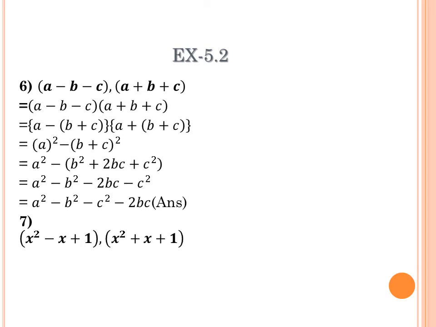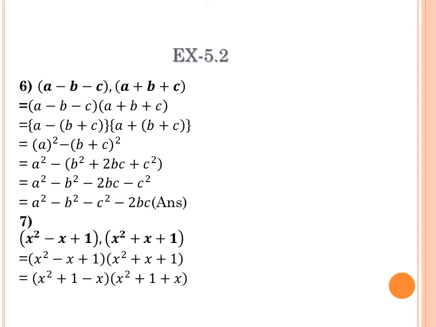In here you can see (x square minus x plus 1) multiplied by (x square plus x plus 1). So we can write (x square plus 1 minus x)(x square plus 1 plus x). That means we make x square plus 1 one term and x is the second term. So we can write like this: (x square plus 1 minus x)(x square plus 1 plus x).